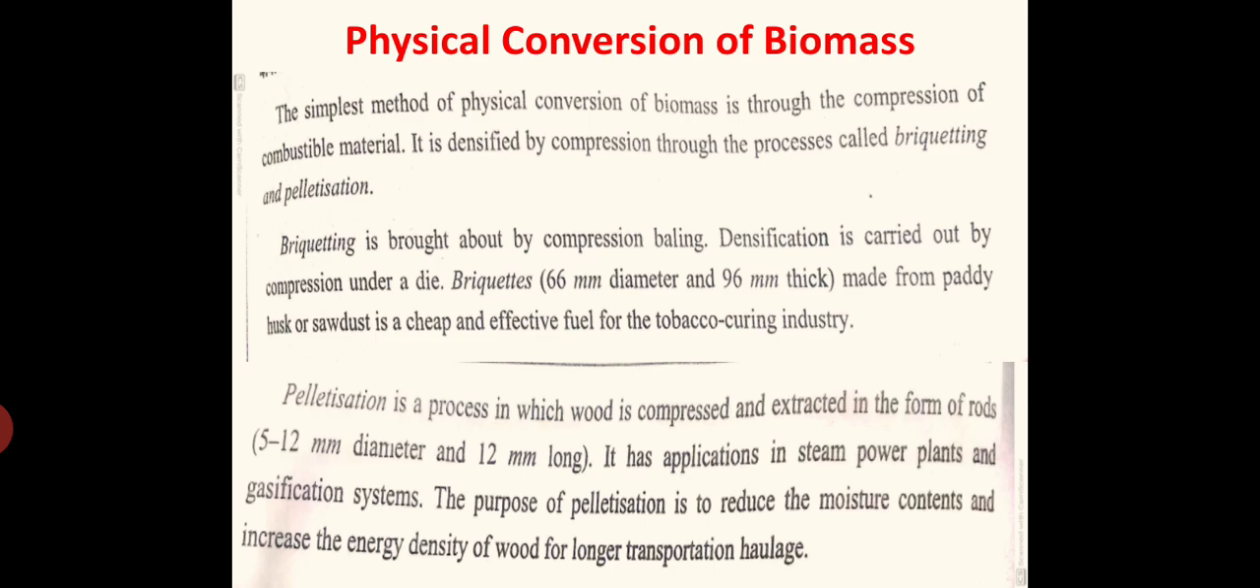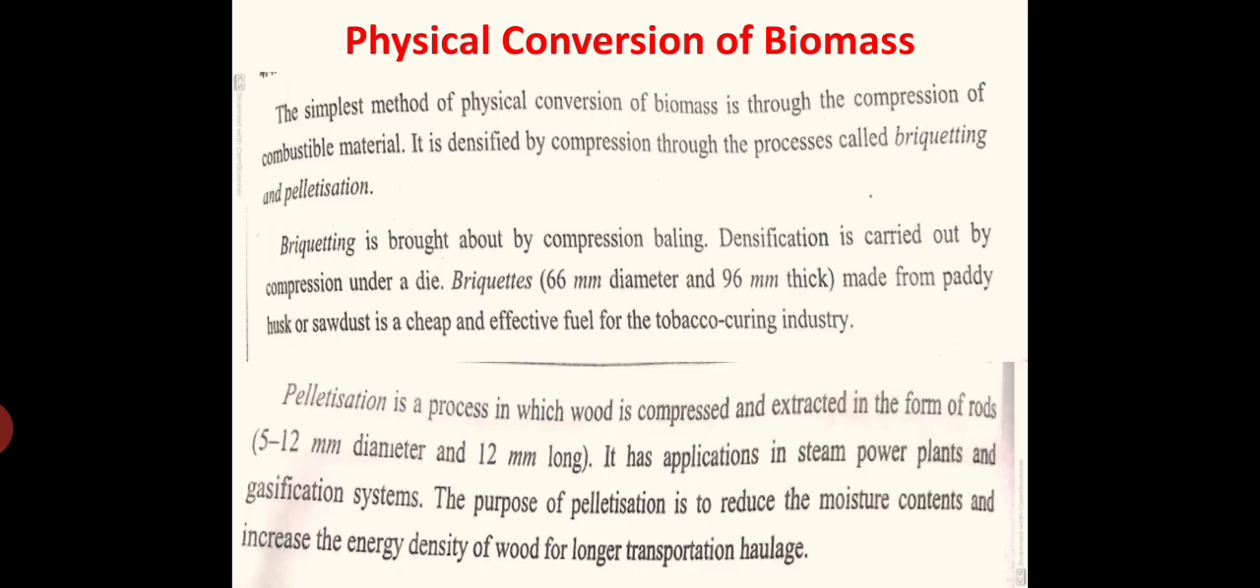So coming to the first category, the first conversion method, physical conversion of biomass. In physical conversion, no chemical conversion or treatment is done; we just use it in the same form as it is. Only what we do is remove the moisture content and non-volatile materials from the biomass. Those simple treatments only. There is no chemical conversion, and not much heat is provided. In physical conversion of biomass we have 2 subcategories: one is briquetting and the other is pelletization. These are the 2 important physical conversion processes of biomass.